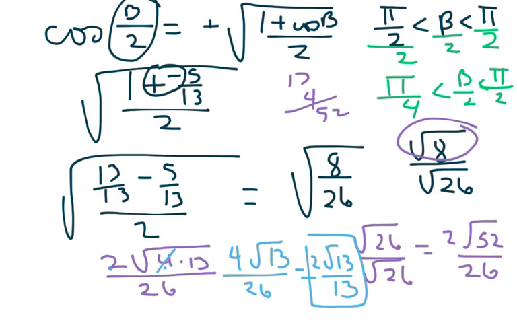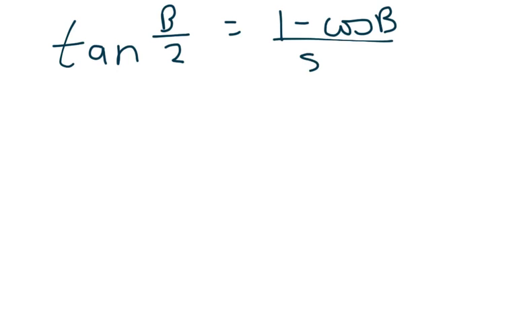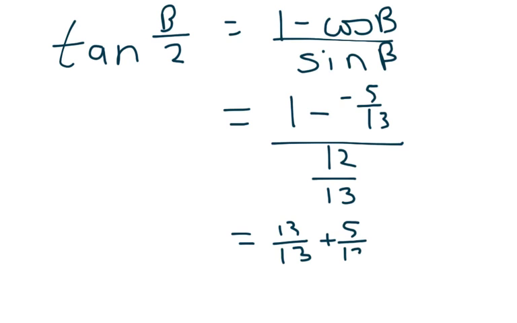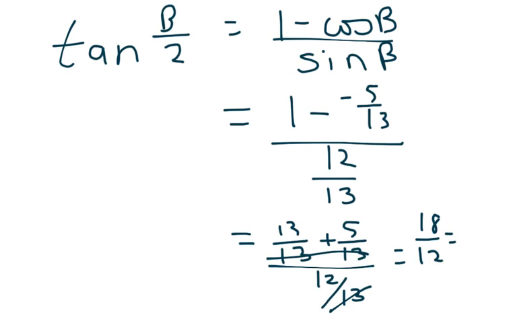And the last one we're going to do is tangent. So tan of beta over 2 is 1 minus cosine of beta over sine of beta. It's a pretty simple formula. 1 minus cosine of beta, which is negative 5 over 13, and sine of beta is 12 over 13. So this equals 13 over 13 plus 5 over 13, over 12 over 13. The 13s here are going to cancel. So you get 18 over 12. 6 goes into both of those. 3 over 2. And that is it.